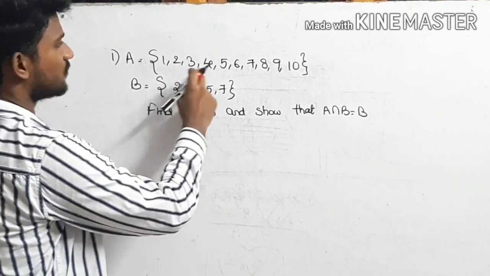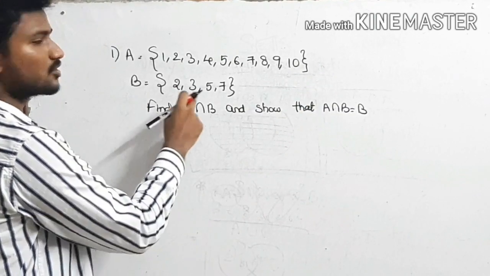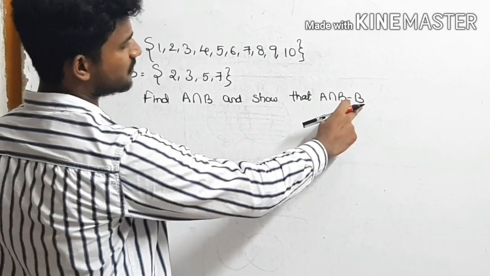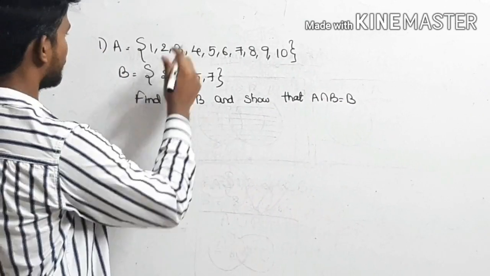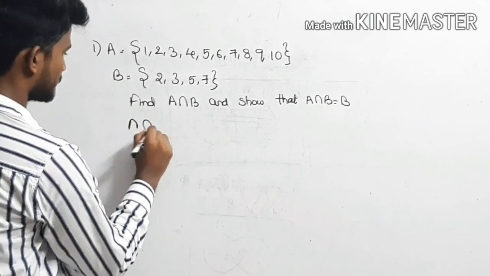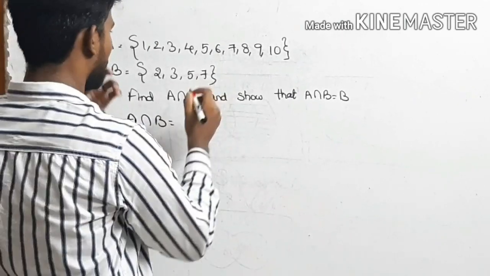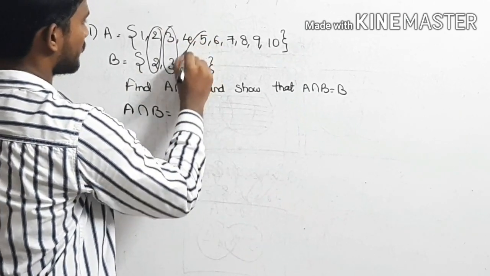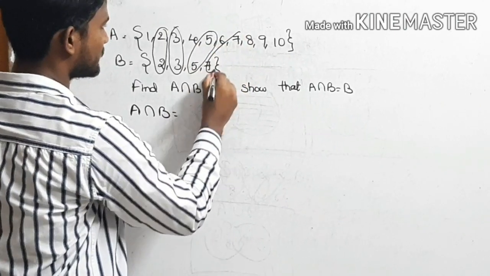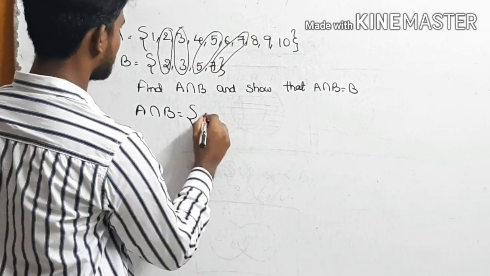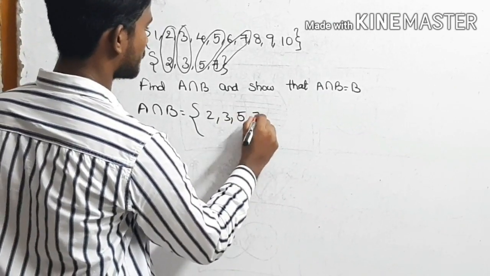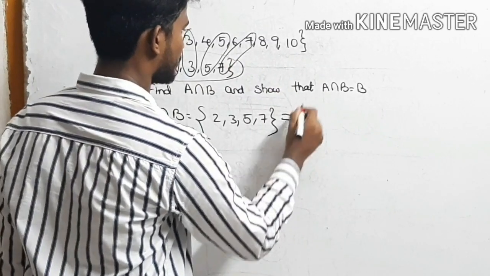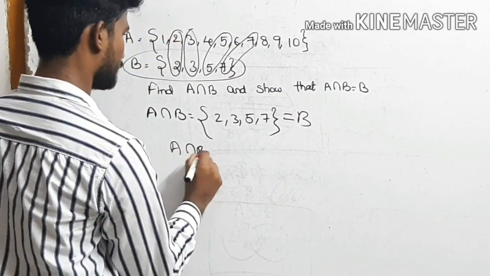Like this, A equals 1, 2, 3, and so on up to 10. B equals 2, 3, 5, 7. Find A intersection B and show that A intersection B equals B. Then A intersection B, you know, equals the common elements. You can take 2, 3, 5 and 7. Then we can write it as 2, 3, 5, 7. It is equal to B. That is A intersection B equals B.